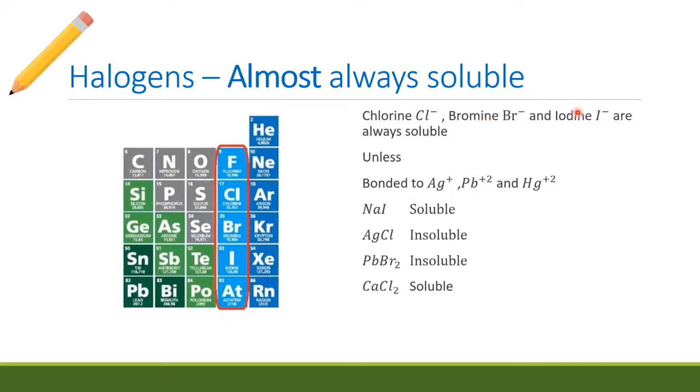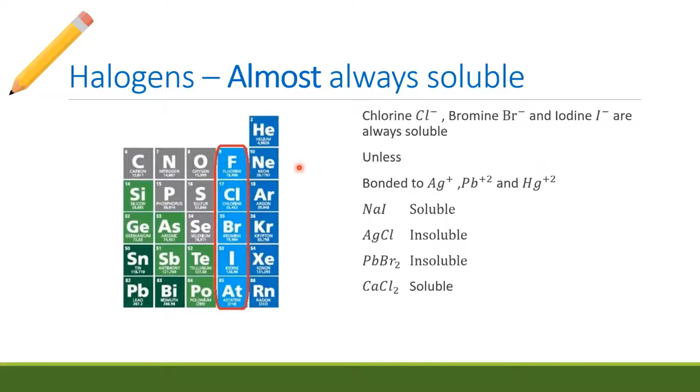Chlorine, bromine, and iodine are all minuses, so they're all anions. These are always soluble unless there is an exception. Just like sodium, potassium, and lithium, these are always soluble unless they're bonded to silver, lead, or mercury: Ag, Pb, or Hg. If it's bonded to these, it means it's not soluble.